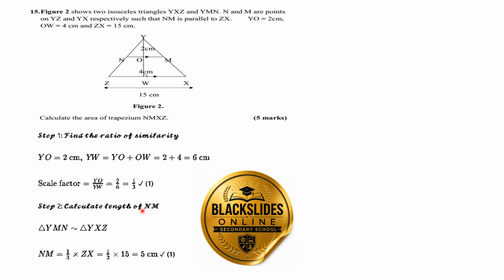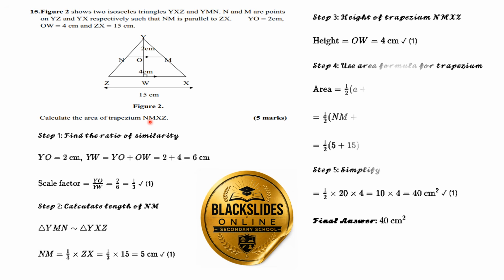So calculate the length of MN in the triangle. The length of MN is going to be 1/3 of XZ, which is the scale factor multiplied by the length. So XZ, this one, 1/3 of 15 is 5 centimeters. So NM is 5 centimeters. Then find the height of the trapezium. The height is going to be 4, is given here.